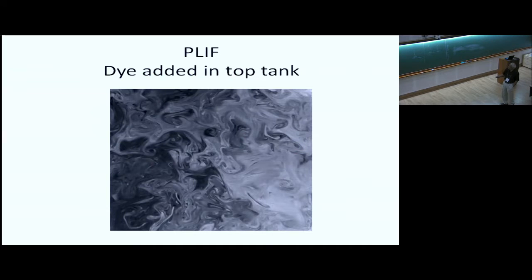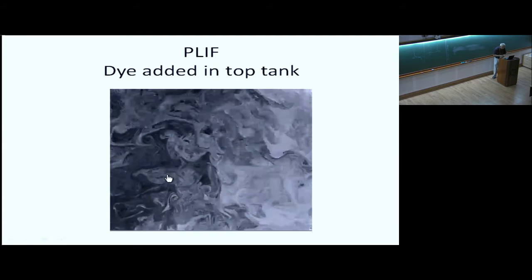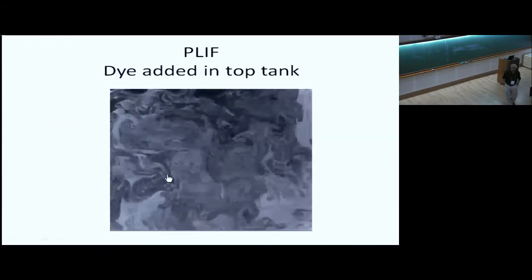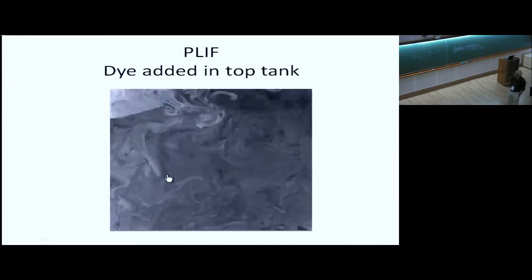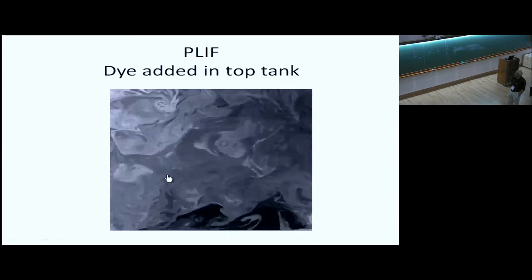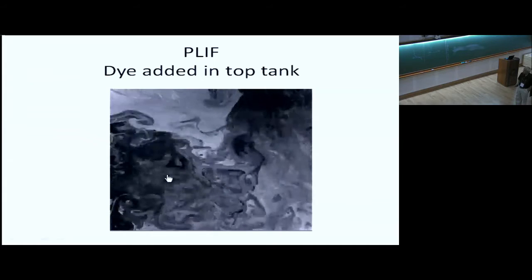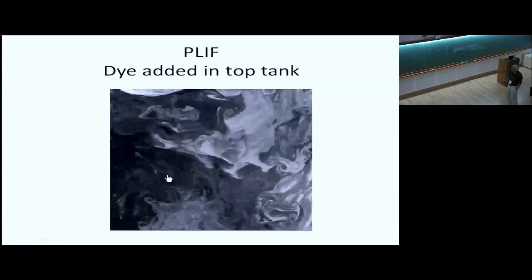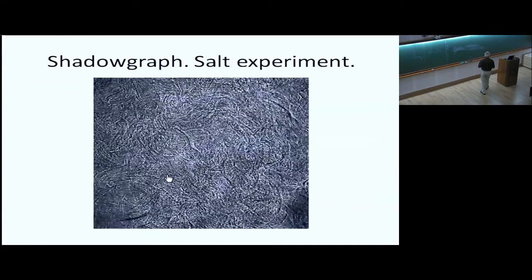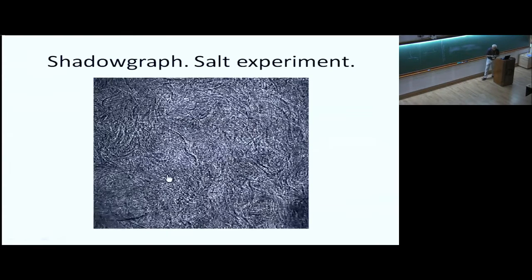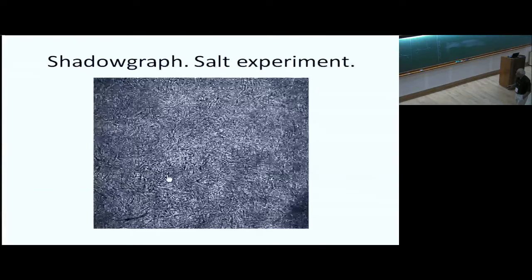And so this is a laser-induced fluorescence picture. Fluorescent dye is added in the top tank, and this is the central portion of the tube. So this is how the flow looks. You can see that it is highly complicated, and it is indeed axially homogeneous, but you get a large number of scales. And if you were to take a shadowgraph picture of the same flow, this is with salt, so the gradients are very large, and you can see that it's a very fine structure. And again, it shows that it is essentially homogeneous.